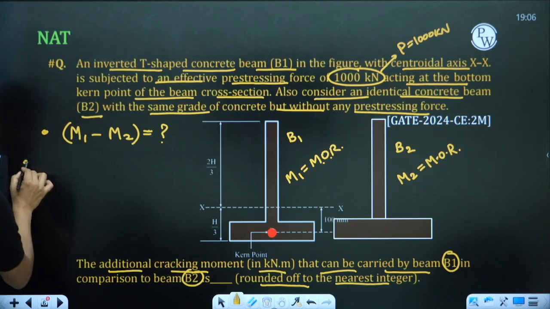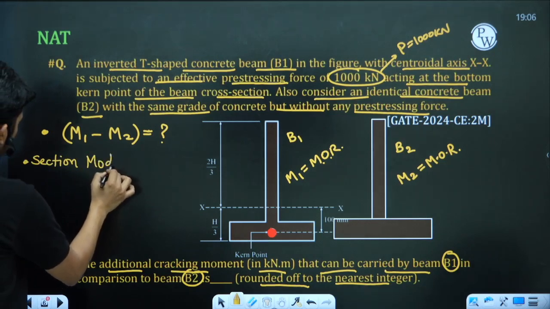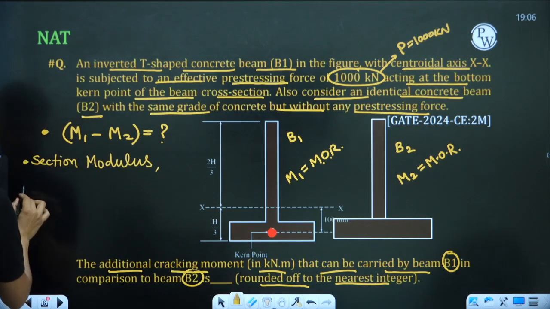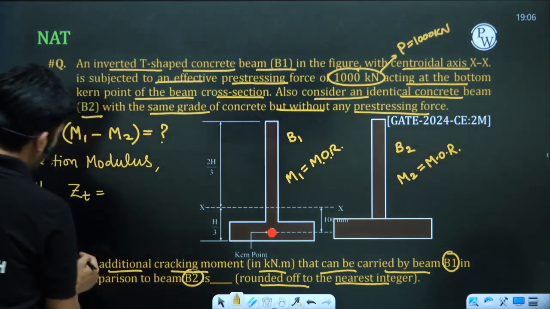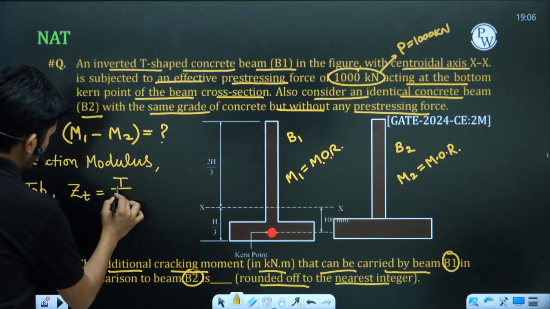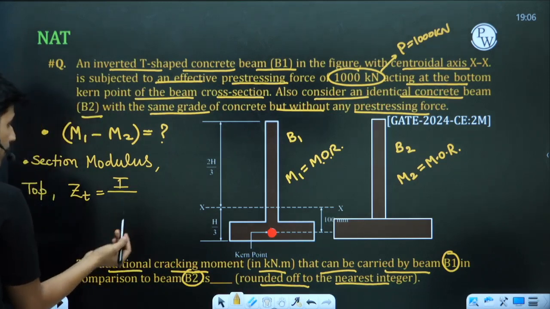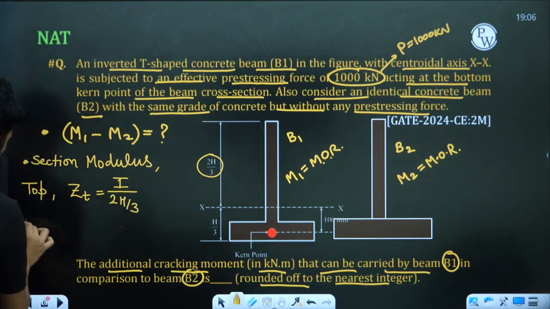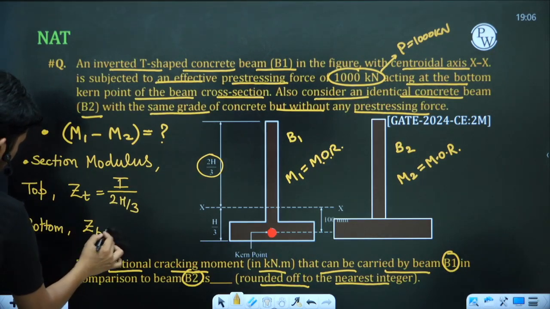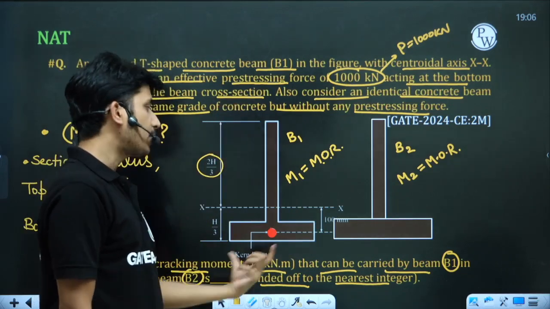First of all, we are calculating the section modulus at top. At top, the section modulus ZT will be I by Y top. I is the moment of inertia, which is not given, obviously, upon Y top. Y top is 2H by 3. And at bottom, ZB means the section modulus at bottom. Both beam B1 and B2 will have the same section modulus at top and the same section modulus at bottom.